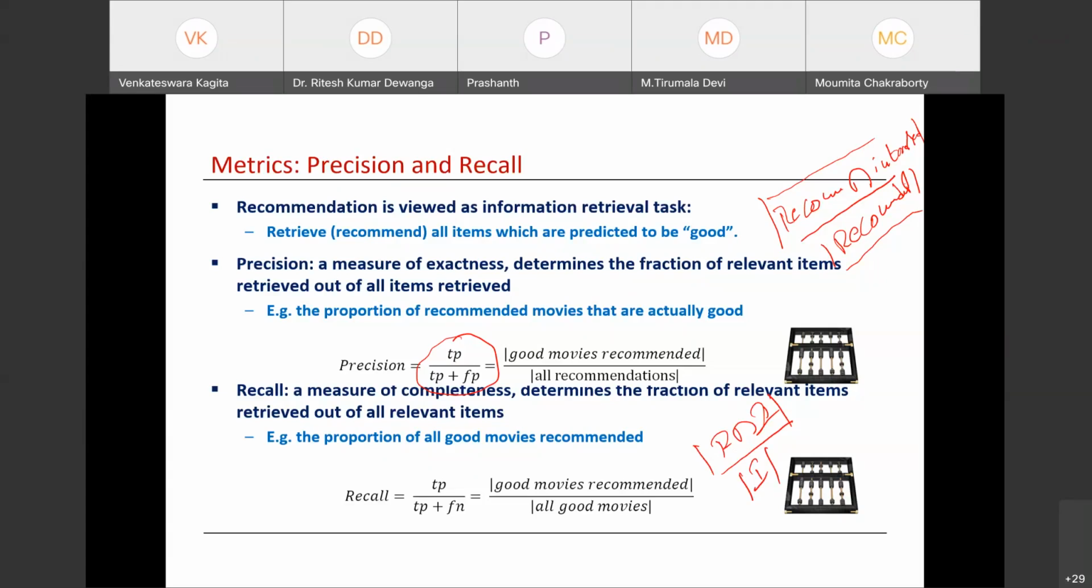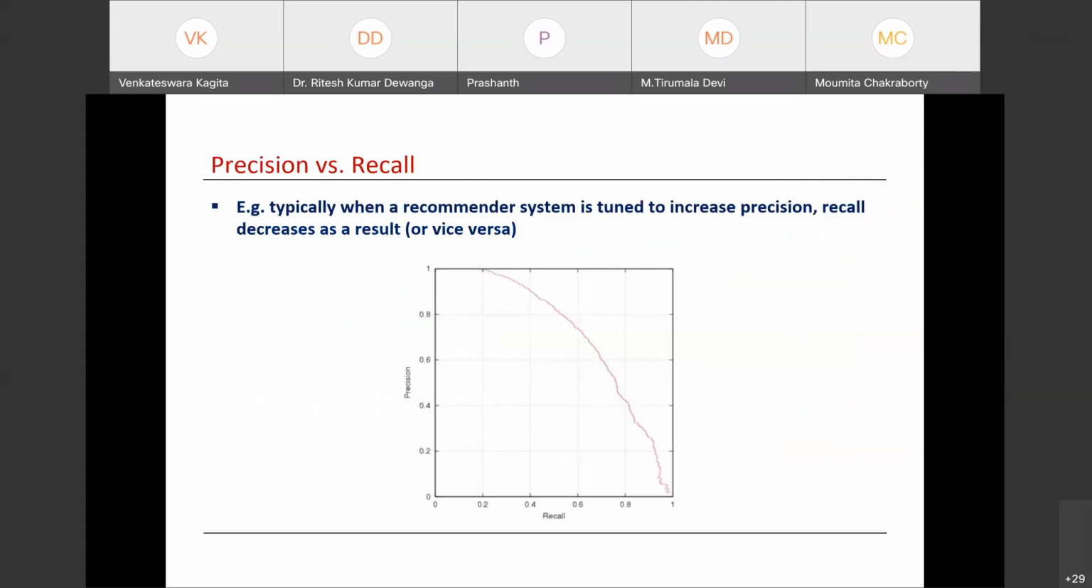So whether something is good or bad, we decide based on the test set. In the test set, if he has given a high rating, then we say that it is good. If he has given a low rating, then we say that it is bad. And if you plot precision versus recall, we call this the area under the curve. It should be towards the right top corner. The more it comes this side, it is less efficient. The more it comes this side, the more efficient. So the area under the curve must be high.